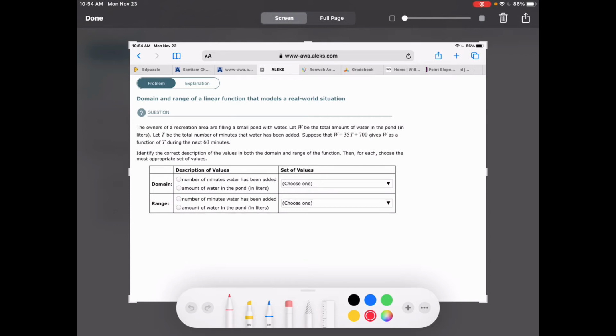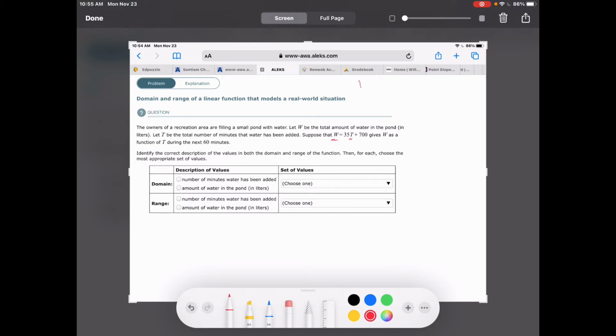So when we're looking at domain and range of a linear function that models a real-world situation, here's how to think through this problem. The owners of a recreation area are filling a small pond with water. Let W be the amount of water in the pond in liters, and let T be the number of minutes that the water has been added. Time, T for time. Suppose that W equals 35T plus 700 gives W as a function of T.